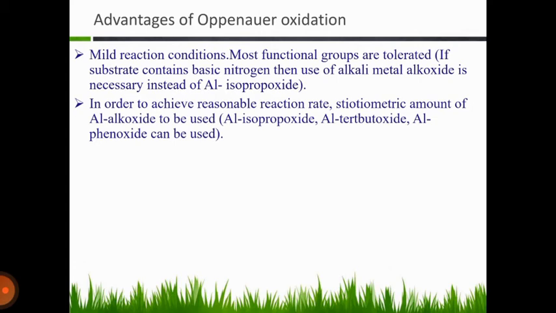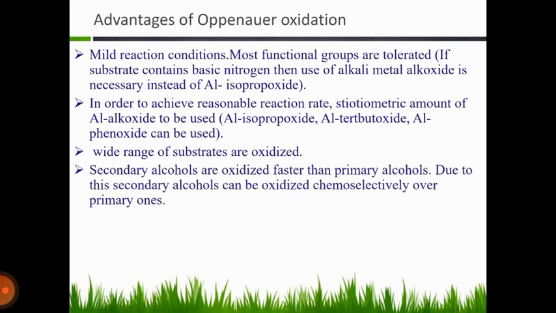In order to achieve a reasonable reaction rate, a stoichiometric amount of aluminum alkoxide is to be used, like aluminum isopropoxide, aluminum tertiary butoxide, or aluminum phenoxide. A wide range of substrates are oxidized. So it's not an oxidizing agent particular to certain compounds. It could be used very widely. Secondary alcohols are oxidized faster than primary alcohols. Due to this, secondary alcohols can be oxidized chemoselectively over primary ones.